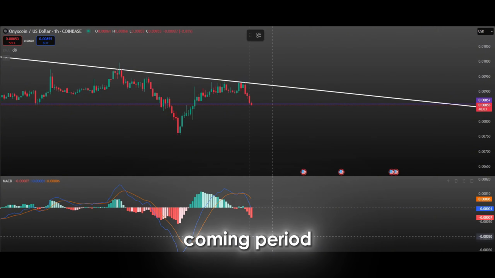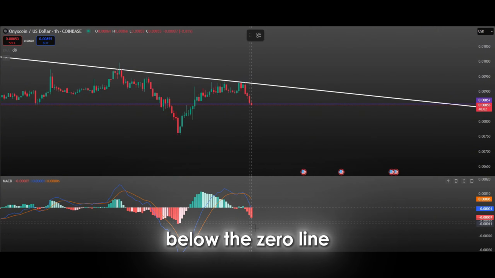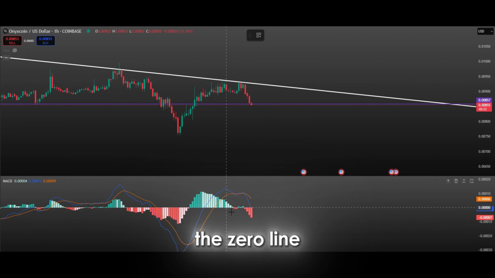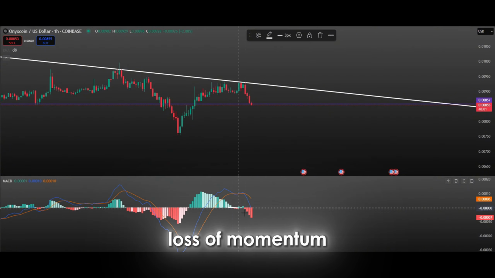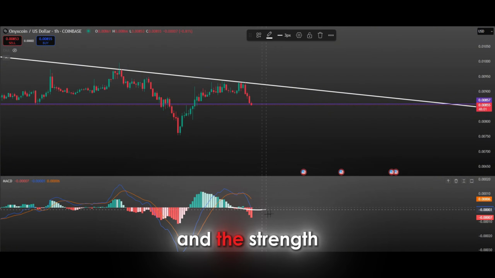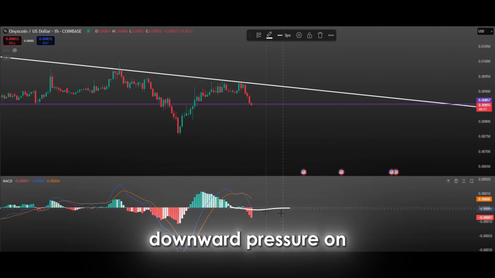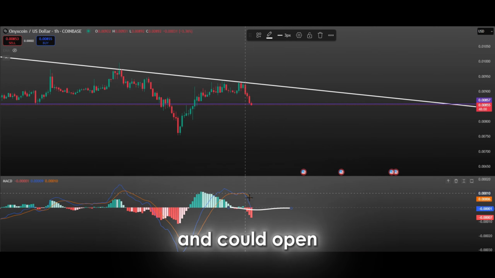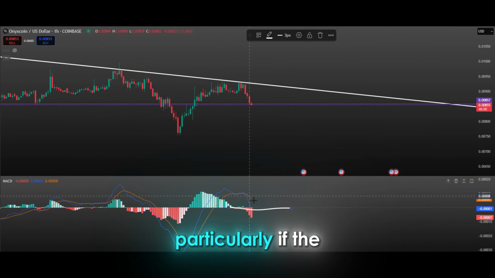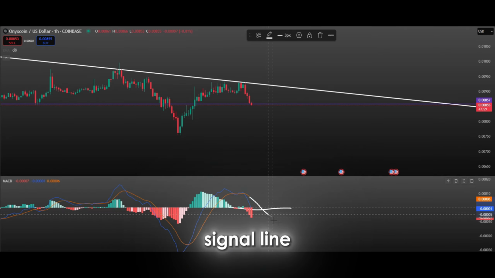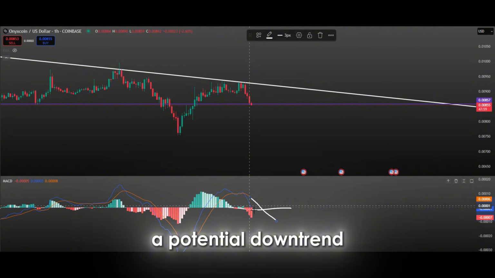If, in the coming period, these lines fall below the zero line, this could be interpreted as a negative signal. This is because when the MACD lines move below the zero line, it indicates a loss of momentum in the price movement, and the strength of sellers in the market is increasing. This naturally creates downward pressure on the price and could open the door to a downward movement, particularly if the MACD crosses below the zero line along with the signal line. This would strengthen the signal and could be a precursor to a potential downtrend.